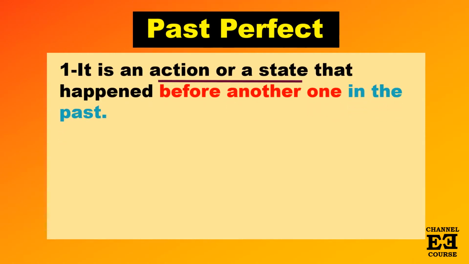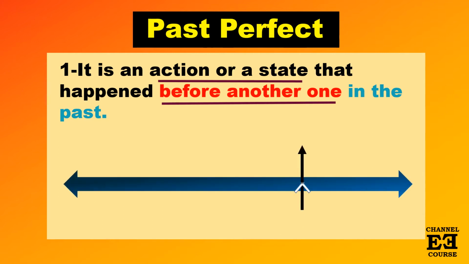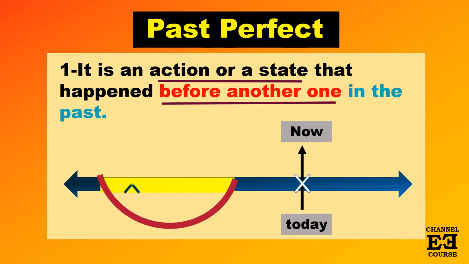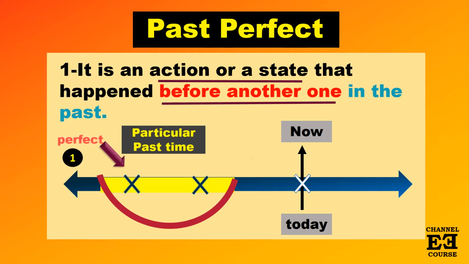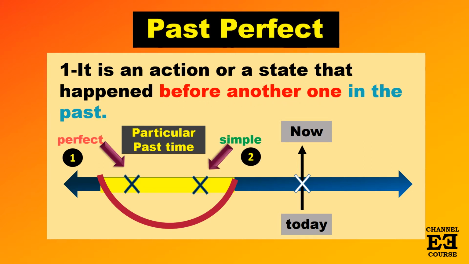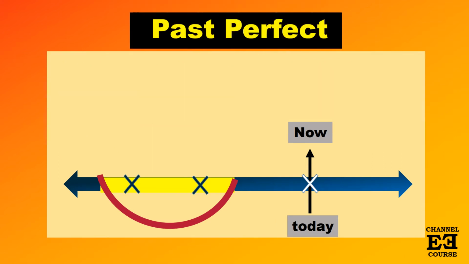We use the past perfect to talk about an action or a state that happened before another one in the past. This means that if two actions took place during a particular past time, the first action must be in the past perfect, while the one that follows is a past simple verb. This is the general idea or principle of the past perfect form. Let's find out more about this in the following practical example.